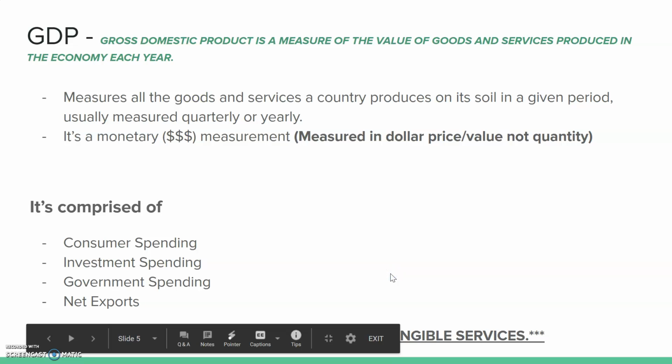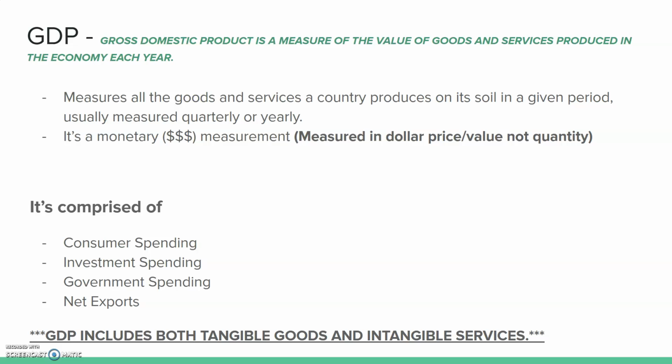So GDP, or gross domestic product, is really the measurement of all of the goods and services a country produces on its soil in a given period of time. Usually that period of time is quarterly, so 4 times a year, and then we'll take that combination and figure out how much is made yearly. GDP is monetary, meaning that it's measured in dollars or price, not in quantity. So we're not taking a look at how many items we're producing, we're looking at how much money is being produced out in the economy.